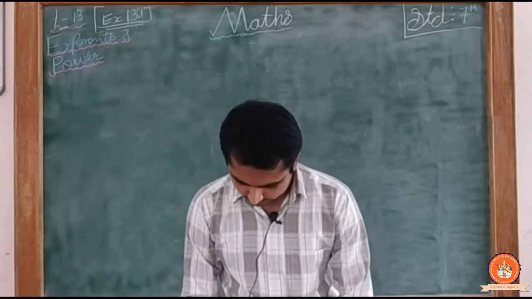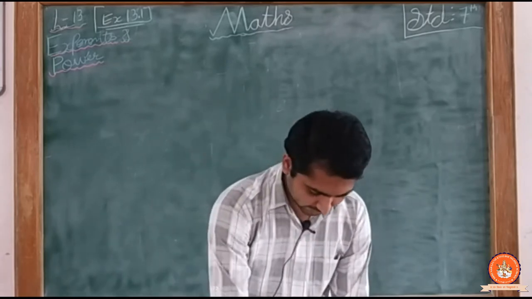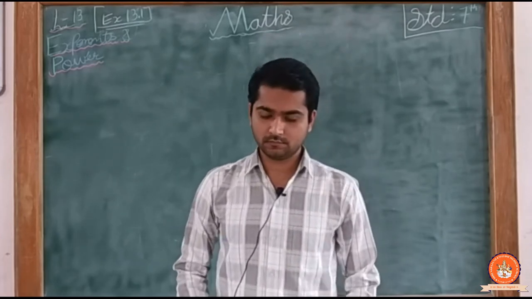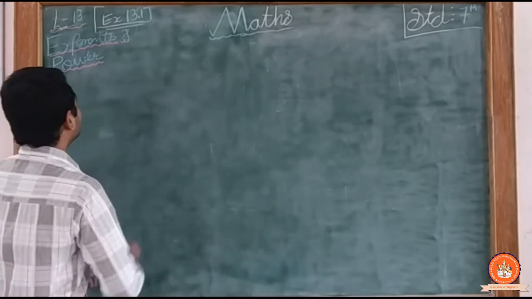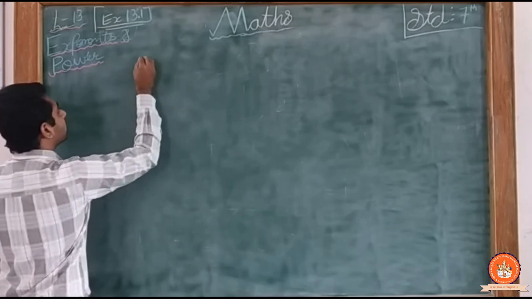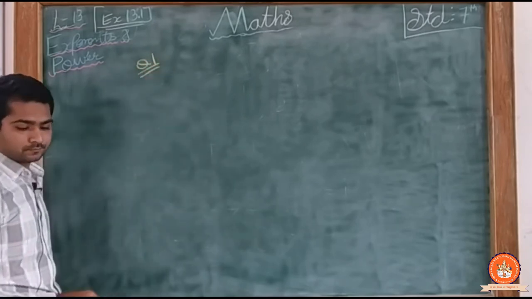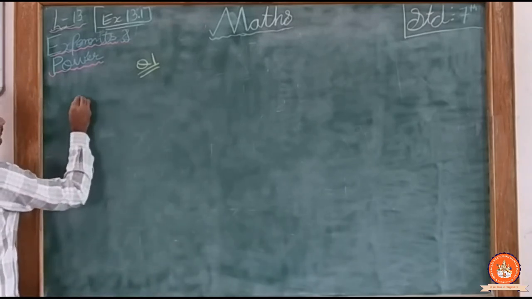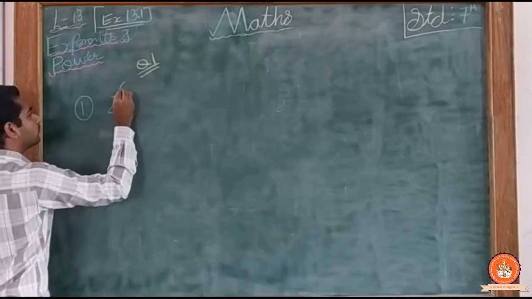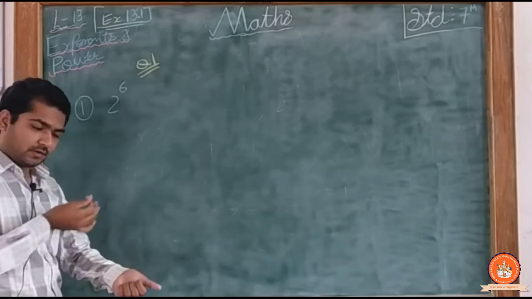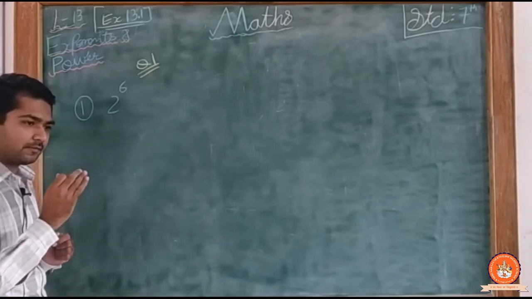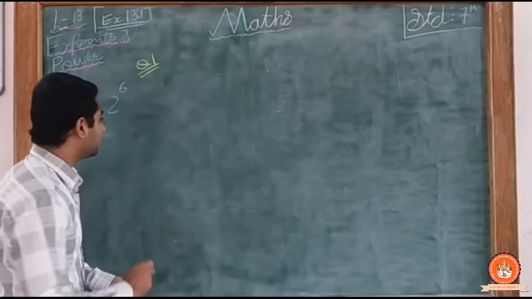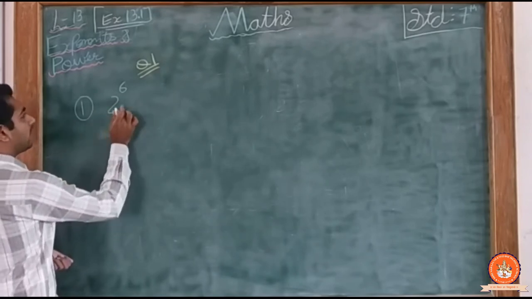So the question from your exercise is, find the value of the following numbers. This is my exercise 13.1 and this is my question number 1. The first question is 2 raised to 6. I already explained to you that if 3 raised to 7 is there, that means 3 is multiplied by 3 only, but 7 times. So here 2 is my base and 6 is my power.